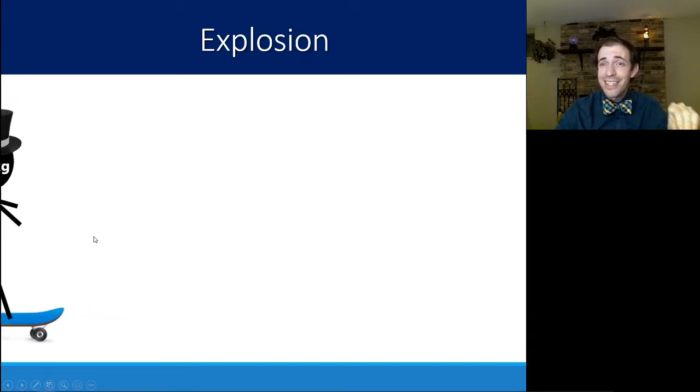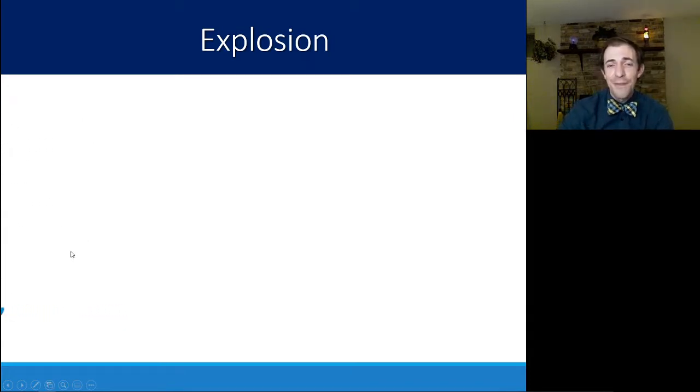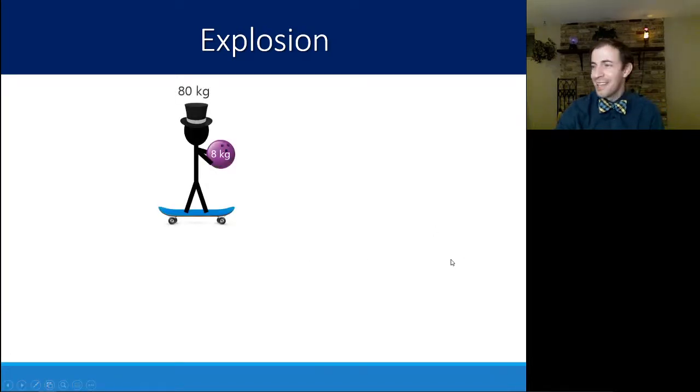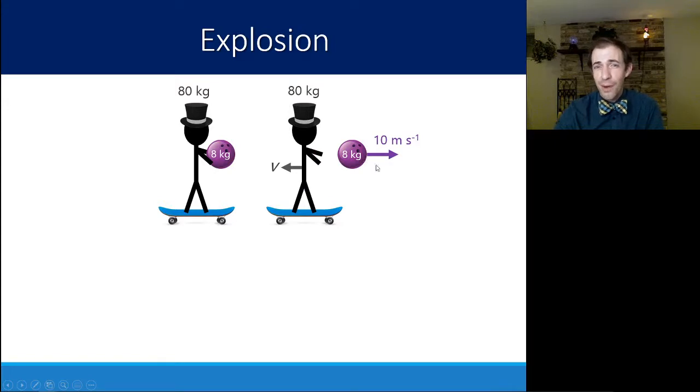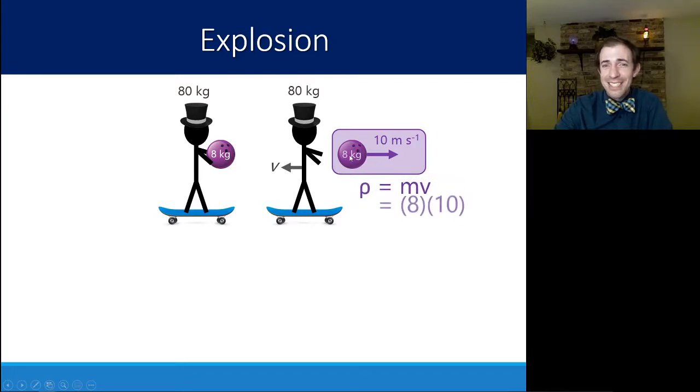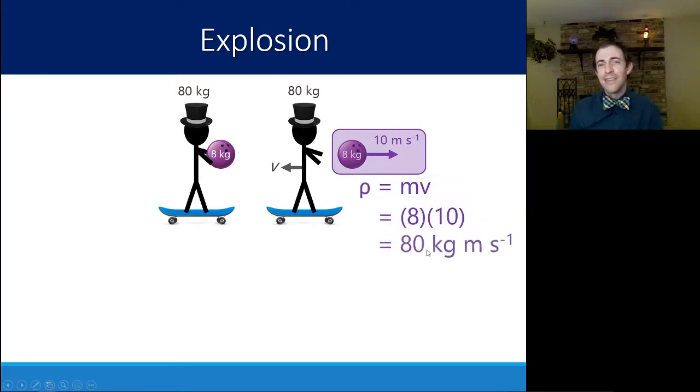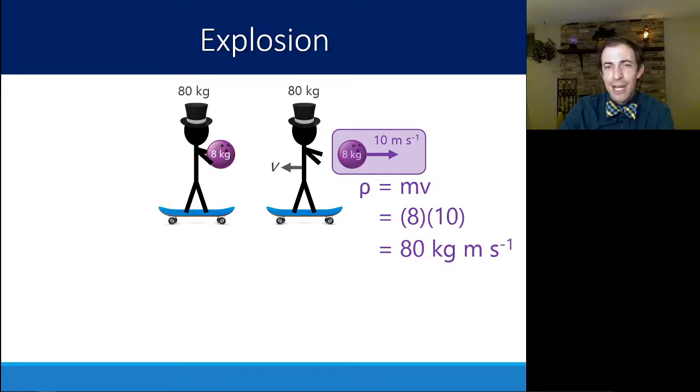And we can actually calculate how fast you are moving if you know how fast the bowling ball itself was thrown. So let's look at this example. Before, your momentum was exactly 0 because you weren't moving, the bowling ball wasn't moving. But then you toss the bowling ball at a velocity of 10 meters per second. We can calculate the momentum of that bowling ball, mass times velocity. The mass is 8, the velocity is 10, to give you a momentum of 80 kilograms times meters per second. There's that weird unit again. Well, that 80 kilograms times meters per second is the momentum of the bowling ball.